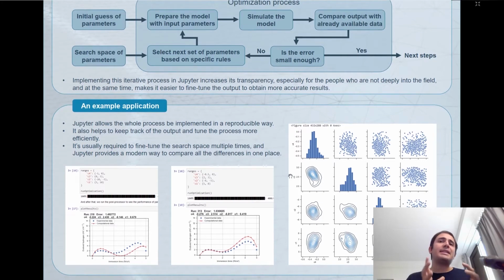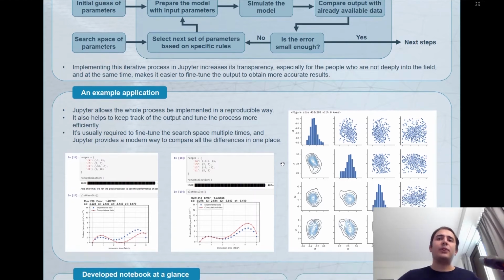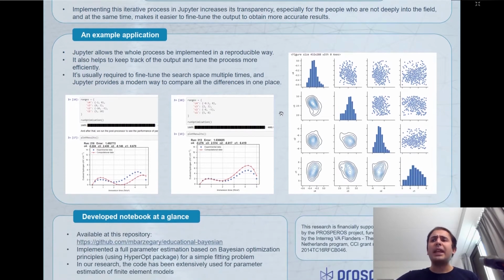Jupyter provides a very good and unified way for making this process more transparent and easier for the user. Indeed, this process involves comparing the output of different search pools multiple times. And by implementing this in a unified notebook, the user will be able to compare these results efficiently just beside the code that has produced the results and the search pool and the configuration that resulted in that specific output.